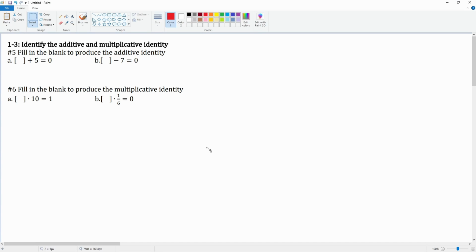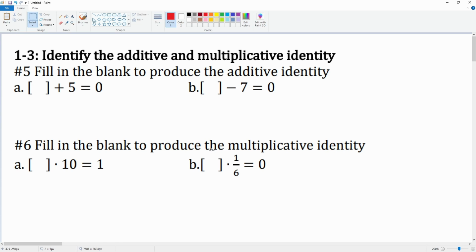Numbers 1-3, identify the additive and multiplicative identities. Number 5, just fill in the blank to produce the additive identity. Please understand what the additive identity is. The additive identity is referred to as the number 0. That means if you add 0 to anything, nothing changes.